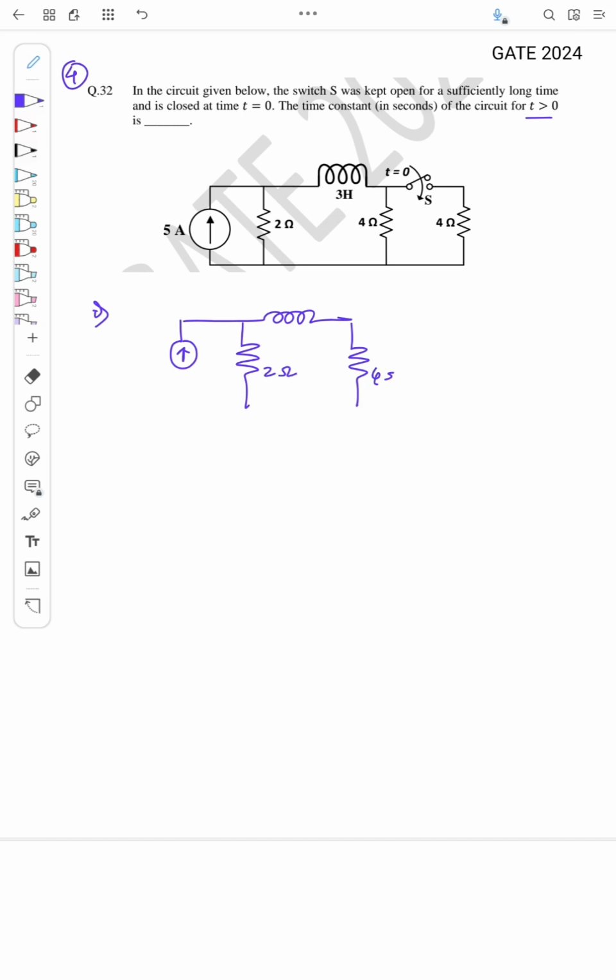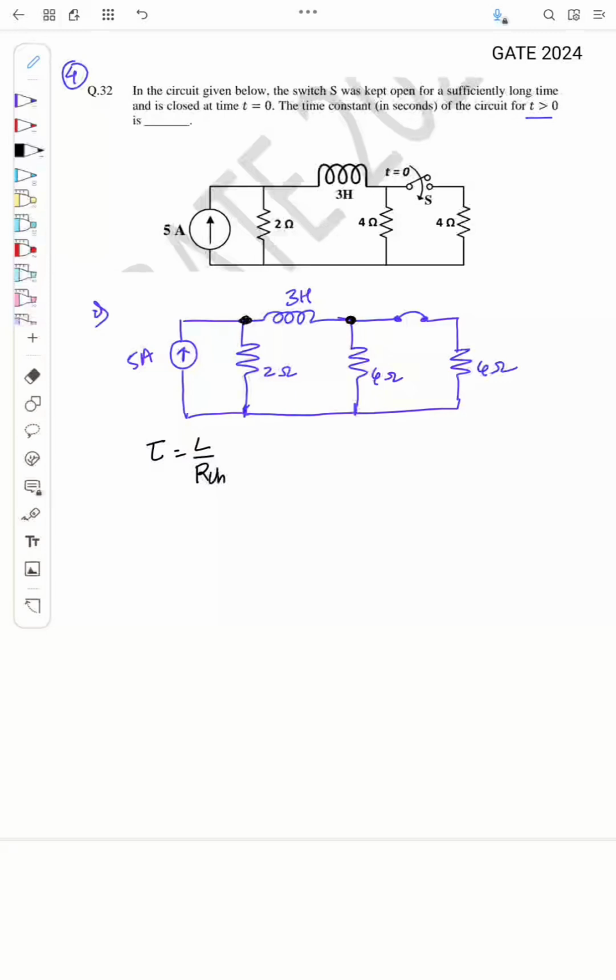2 ohm, 4 ohm. So this switch is closed. 5 ampere, and this is 300. So what is the time constant? We know the time constant of an inductor is equal to L by the net resistance across the inductor R, right? L by R. So what is this R? This is the equivalent resistance across this node, across this resistance. We can call it the Thevenin resistance RTH.